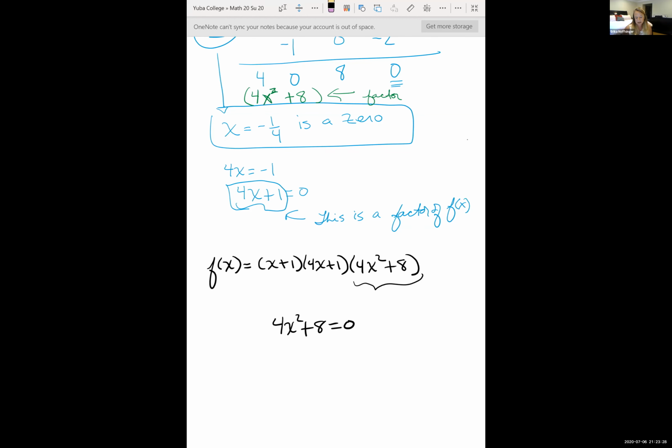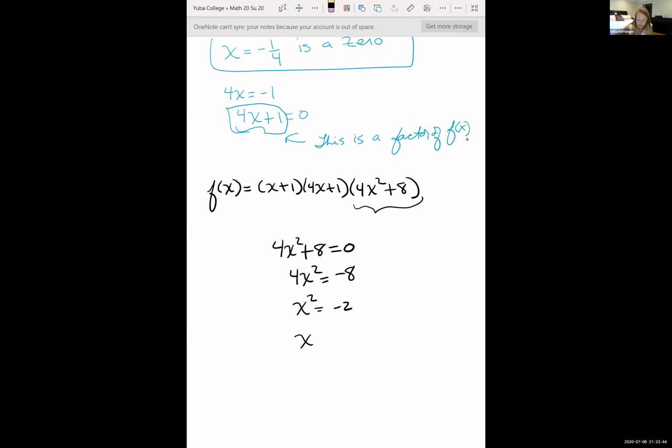So I can use my quadratic formula. I notice I can use my square root theorem. So if I subtract 8 on both sides, I have 4x squared equals -8. Divide by 4, I get x squared equals -2. I notice this is going to be a complex number, taking the square root of a negative number. So x is equal to plus or minus the square root of -2. So x is equal to plus or minus i root 2. So not reducible over the real numbers.